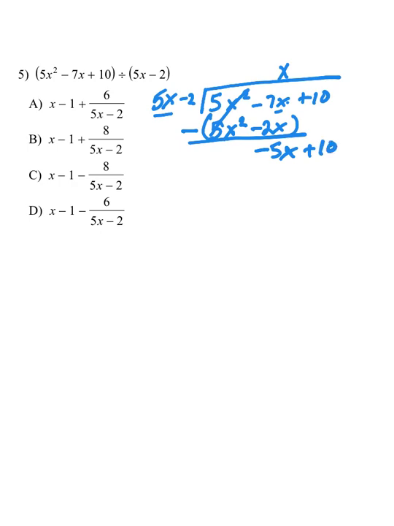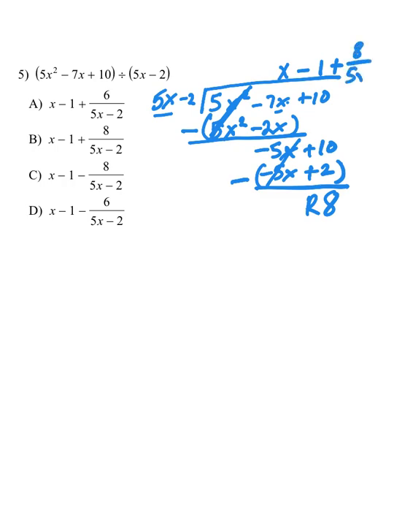And then you ask yourself, what do you multiply 5x by to get negative 5x? So it's going to be negative 1. Negative 1 times 5x gives you negative 5x. And negative 1 times negative 2 gives you positive 2. You're going to subtract. Negative 5x minus a negative 5x becomes 0, just as this one became 0. That's how you know you're doing this process correctly. 10 minus 2 gives you 8. That is the remainder. So you have x minus 1 plus 8 over 5x minus 2.